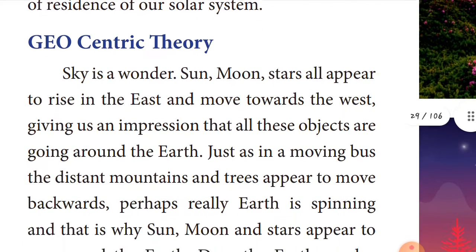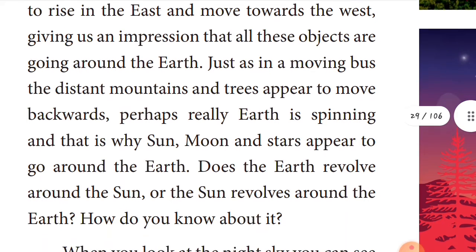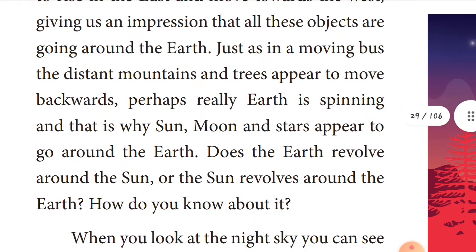It is just like moving in a bus: distant mountains and trees appear to move backwards. Really, the earth is spinning, and yet the sun, moon, and stars appear to go around the earth, children. Have any idea? Does the earth revolve around the sun, or does the sun revolve around the earth? How do you know about it, children?